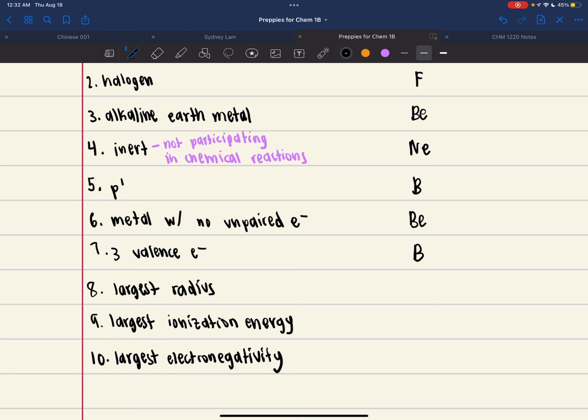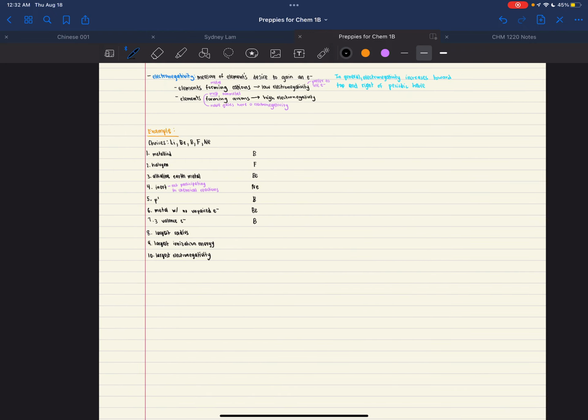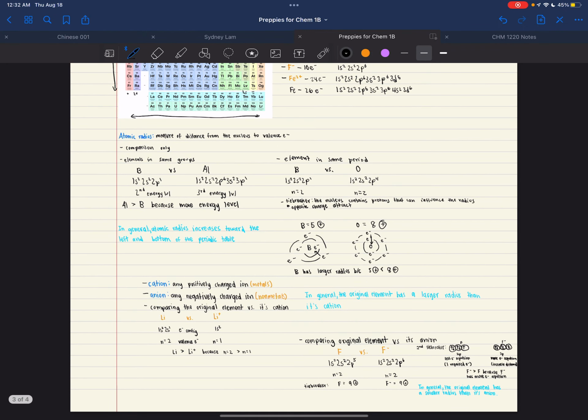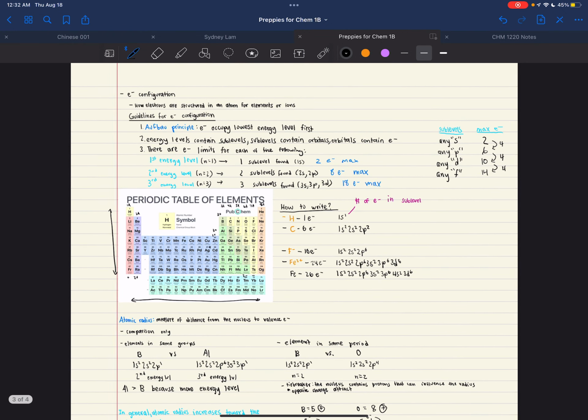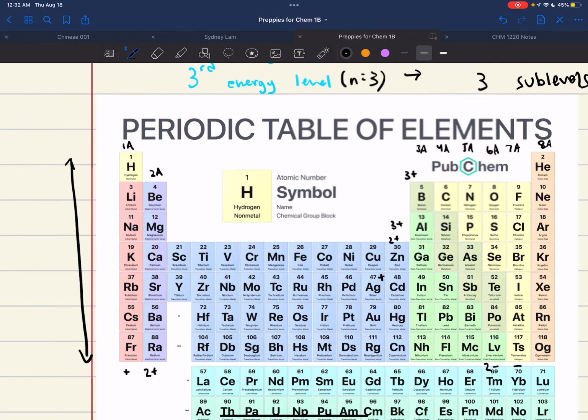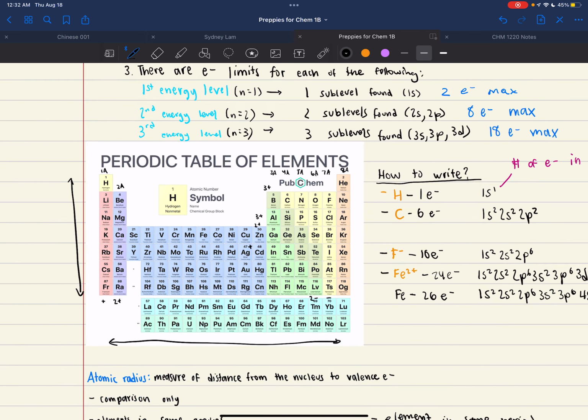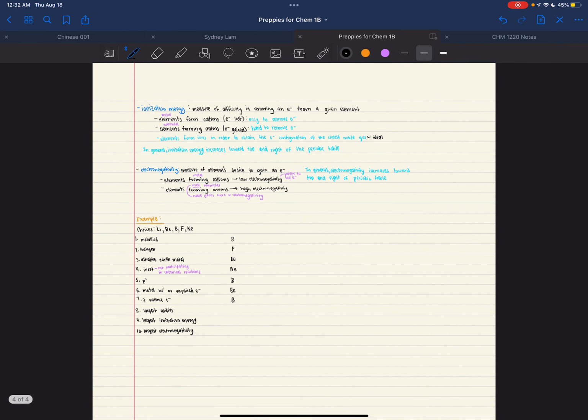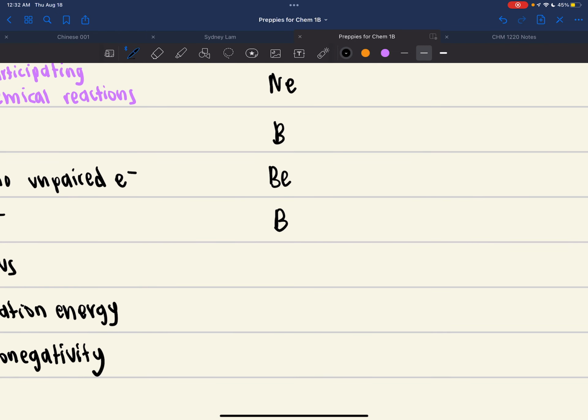Largest radius: remember, radius increases as we go down and as we go to the left. So down and left. Out of all the options we were given, it would be lithium, because they're all in the same period, just in different groups. So lithium is the closest to the left.